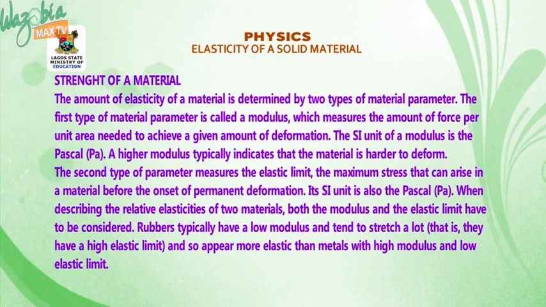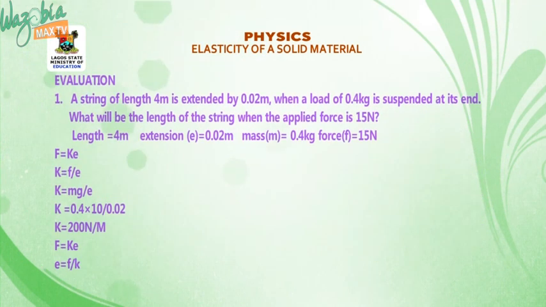What we are simply saying in that place is that when we have low modulus, then we have high elasticity. So in such a situation, we have the material to be a good elastic material. But when we have a high modulus with a low elastic limit, then the material tends to be a plastic or metal. Now let's look at calculations involved.